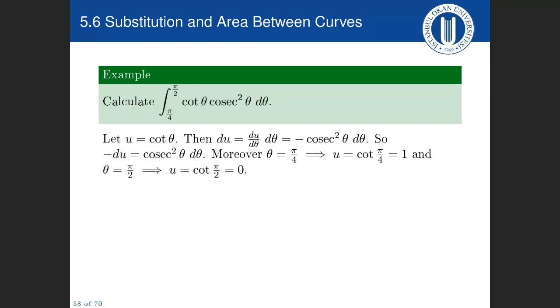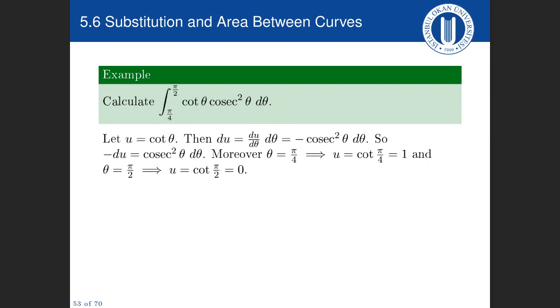Calculate the integral from pi over 4 to pi over 2 of cotan theta cosec squared theta d theta. Okay, now there's 2 functions here. There's cotan theta and there's cosec theta. We should choose one of these to be u. And it's not obvious from looking at it which one to choose. So what we do is we choose one of them and we try it. If it doesn't work, we'll go back to the beginning, we'll choose the other one. For this example, the one that works is to choose u is equal to cotan theta.